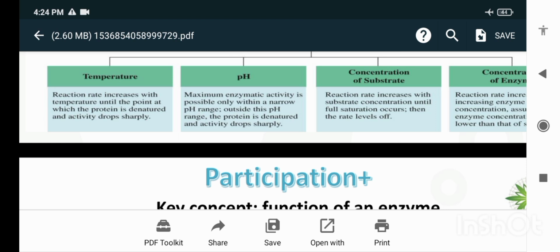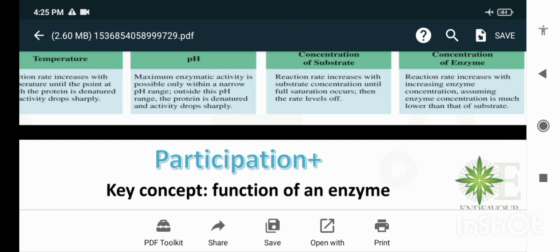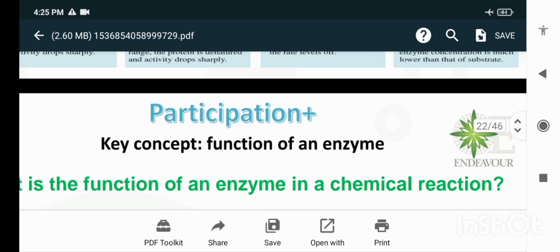Concentration of the substrate. Reaction rate increases with the substrate concentration until full saturation occurs. Then the rate levels off. Concentration of the enzyme. Reaction rate increases with increasing enzyme concentration, assuming the enzyme concentration is much lower than that of the substrate.